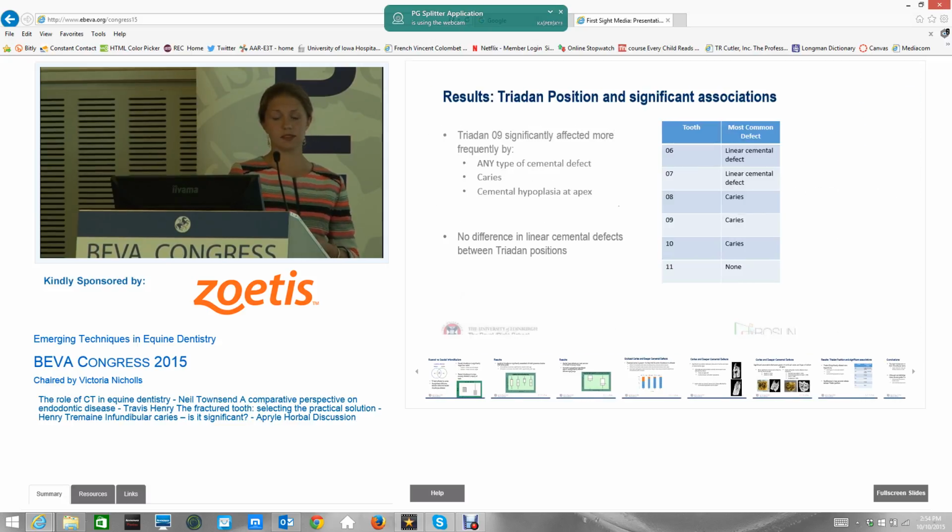And as you would expect as well, Trident 09 is significantly more affected by any type of cemental defect, caries, and cemental hypoplasia than any other tooth in the maxillary arcades. And there's no difference, though, between these linear cemental defects in the trident position of the teeth, which would make sense as well, since all of them have that central vascular channel during development.